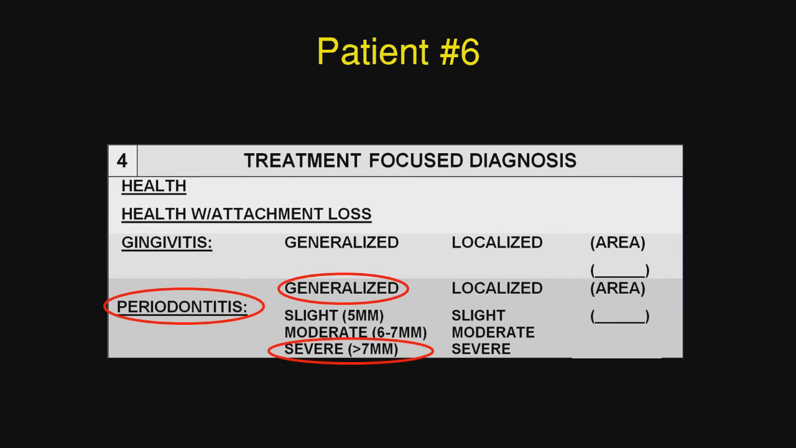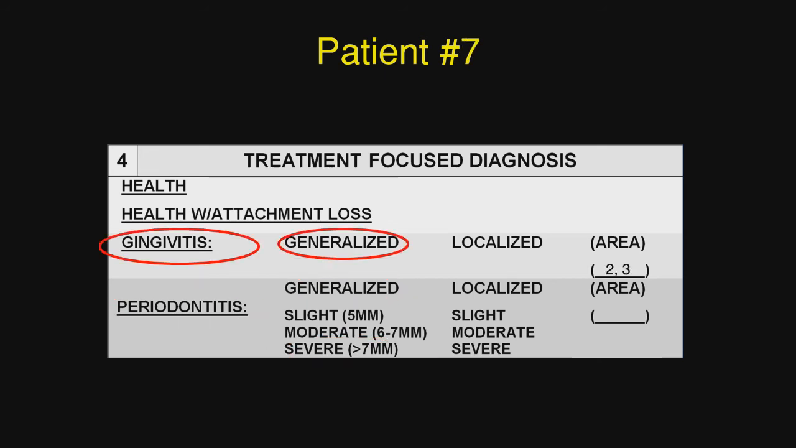Patient number 6. Patient number 6 has a generalized severe periodontitis. Yes, we're going to do initial preparation, and in all probability, the patient is going to need surgery, and this is a patient that perhaps should be referred to the periodontist. So now the student begins to get an idea exactly what they're looking at and how to deal with it.